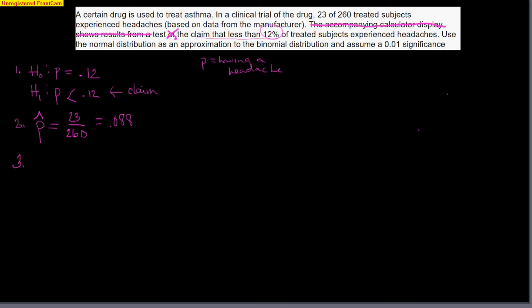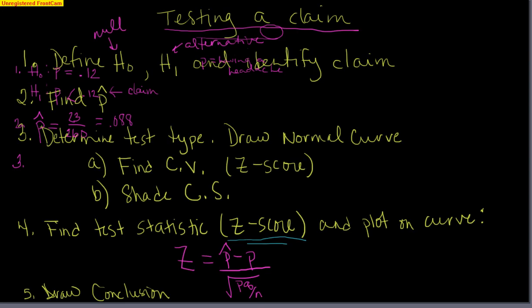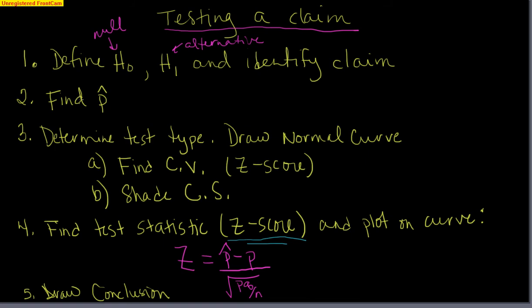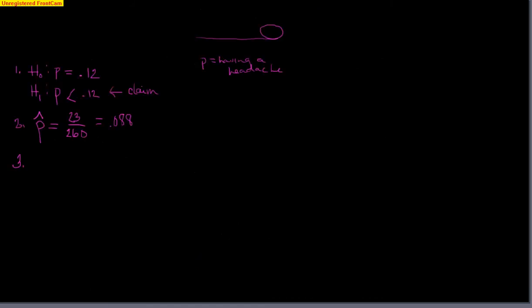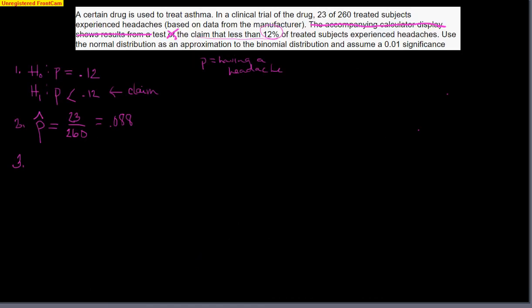Okay, what is step 3? Let's go back here. Step 3 says, determine the test type, draw a normal curve. We need to find the critical value, which is just a z-score, and we need to shade the critical space. Okay, I can do that. Let's go back to here. We are going to go over here. I'm going to change colors for this, and I'm going to draw myself a normal curve.